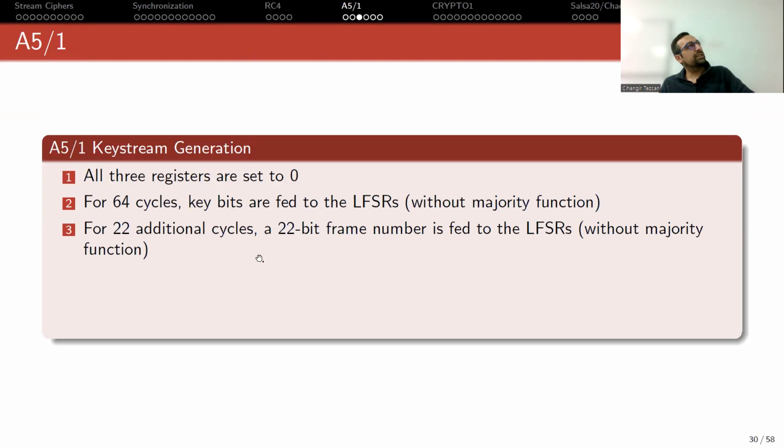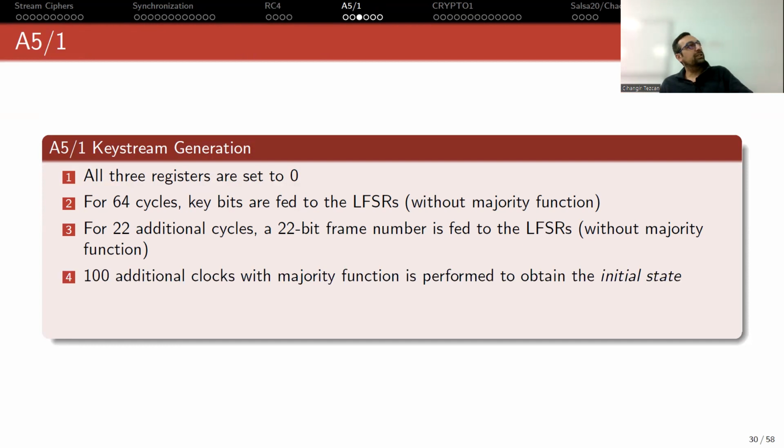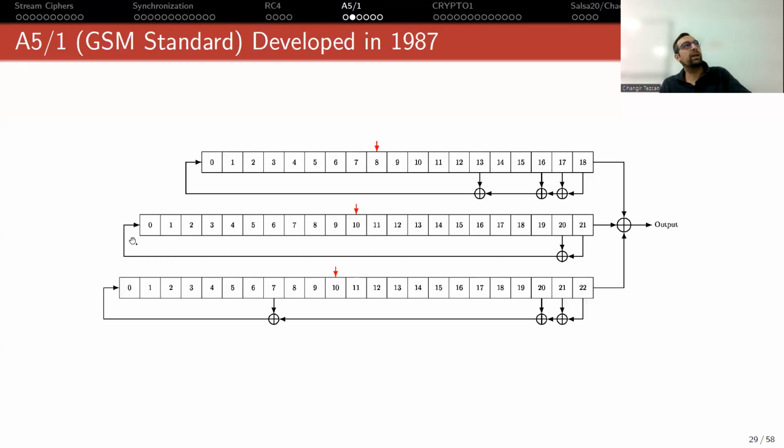For 22 additional cycles, a 22-bit frame number is fed to the LFSRs. So currently you are not producing anything. You keep feeding input, okay? Then 100 additional clocks with the majority function are performed to obtain the initial state. So this means as follows: we run the LFSRs for 64 cycles and 22 cycles without providing any output. Then without feeding anything, we run them 100 times. But this time we have to look at the majority function.